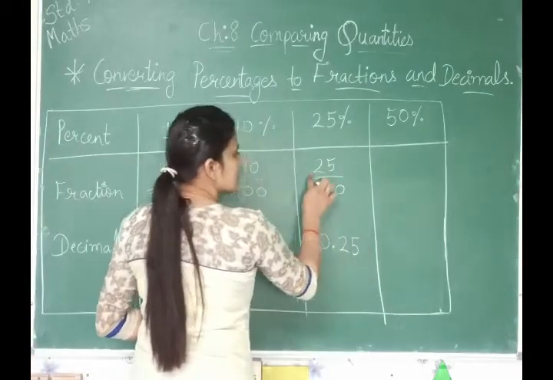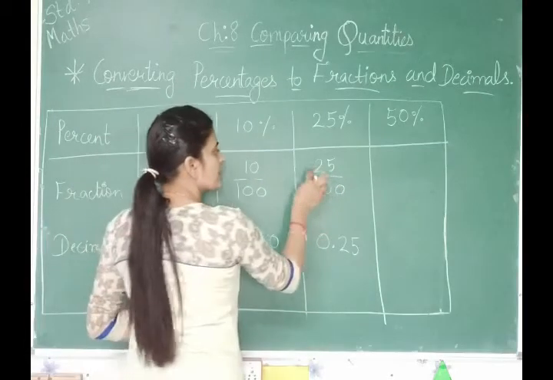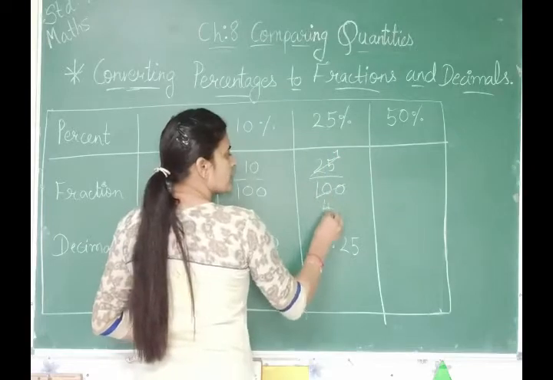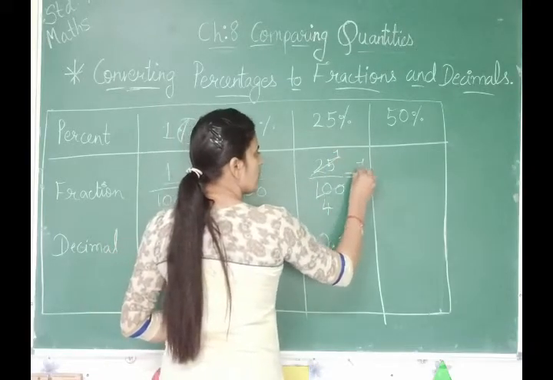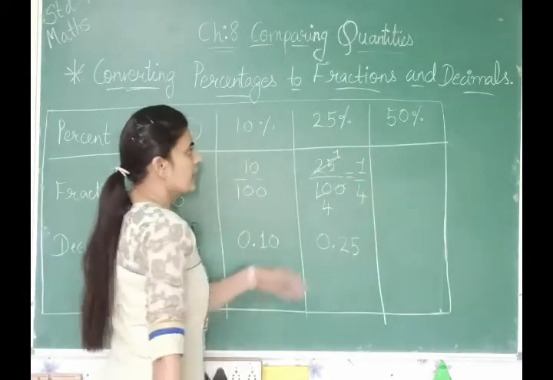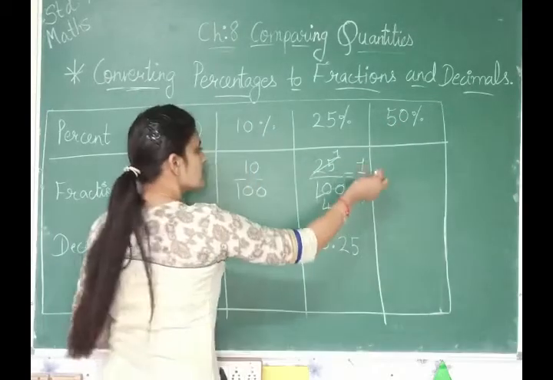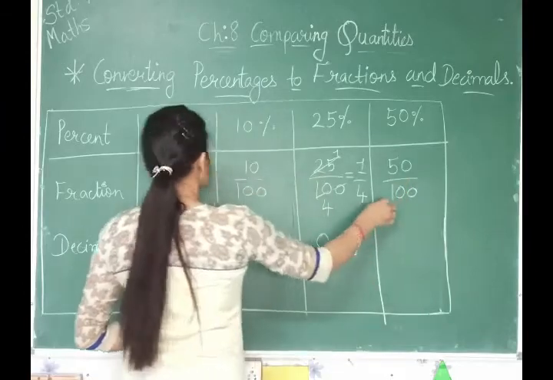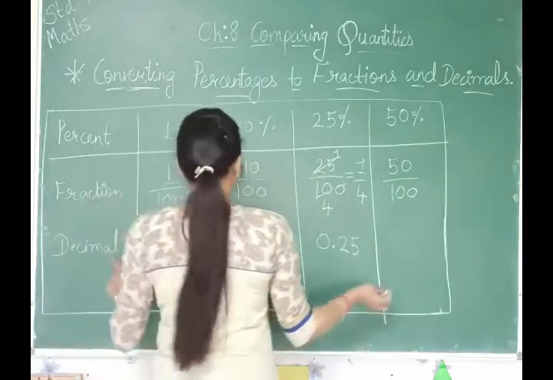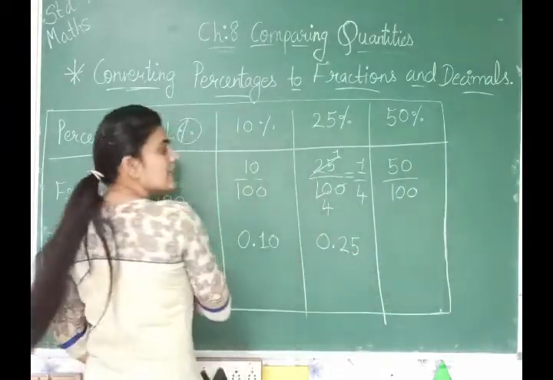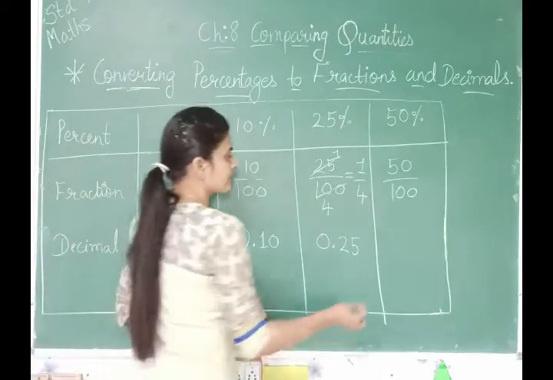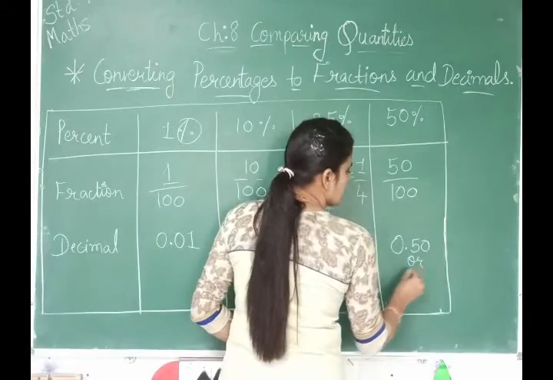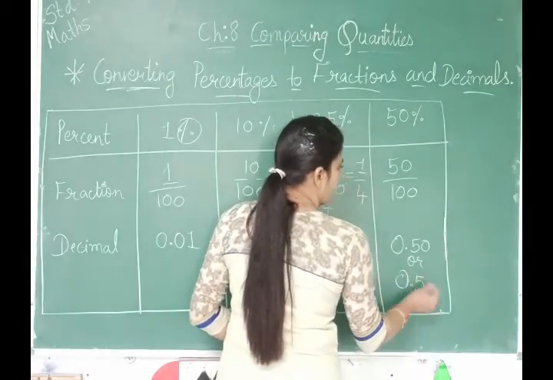0.25. This can be further simplified because 25 ones are 25 and 25 fours are 100. So it will be 1 by 4. Now 50%. 50% means 50 divided by 100. This is the fraction form. Now if we want to convert it into the decimal form, then it will be 0.50 or 0.5.